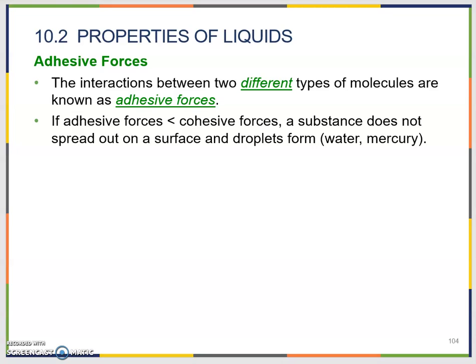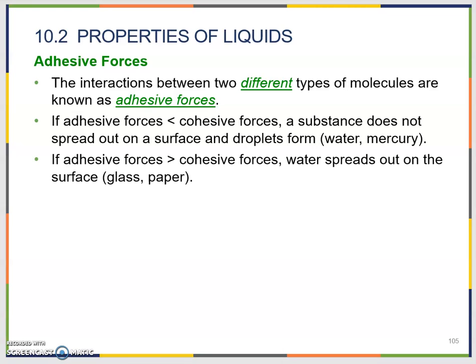So water on a table or mercury will actually do this if you dribble some onto a lab bench or something. The opposite is true if adhesive forces are greater than cohesive forces. So on other kinds of surfaces where water is attracted to them, like glass or paper, water will spread out.